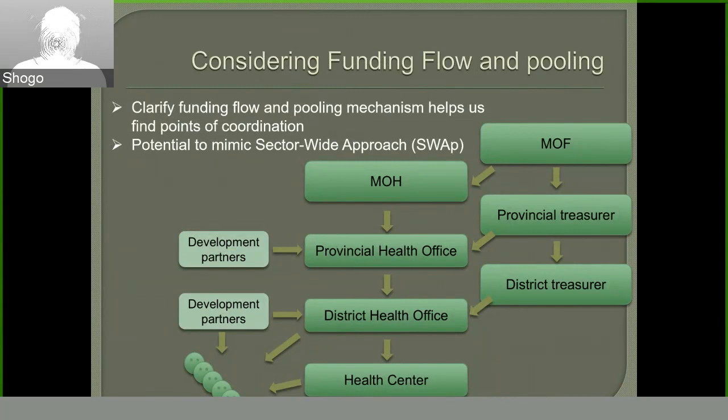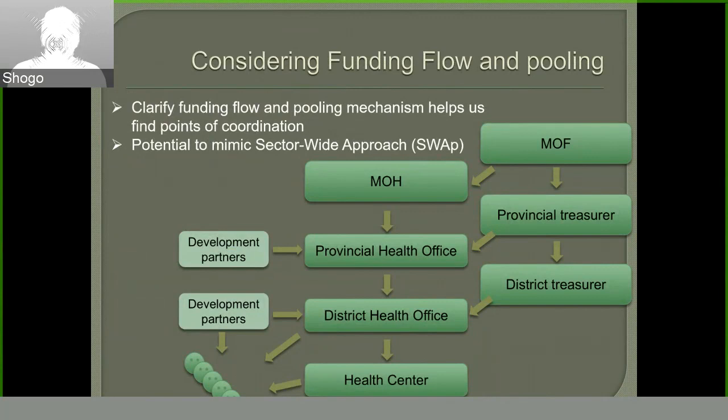And what this shows is that the Ministry of Finance gives out some funds to MOH, the Ministry of Health, and also down to the provincial treasurer. So provincial governors hold some money, and also each line ministry holds some money, which both go to the provincial health office and also the district health office, and go down to health centers. And also some of the development partners are funding directly to the provincial or district level or even to the community, as you see.